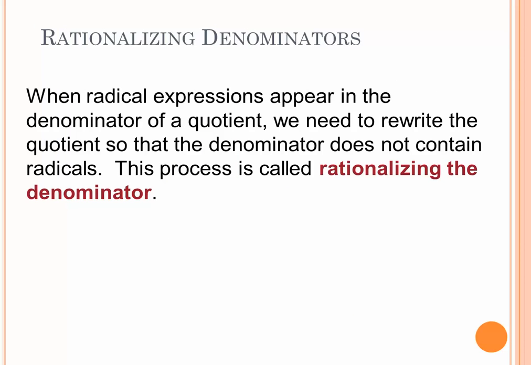Rationalizing a denominator is when a radical expression appears in the denominator of a quotient and we need to rewrite the quotient so that the denominator does not contain a radical. The process is called rationalizing a denominator. In other words, we don't want to have square roots or radicals of any kind in the denominator.